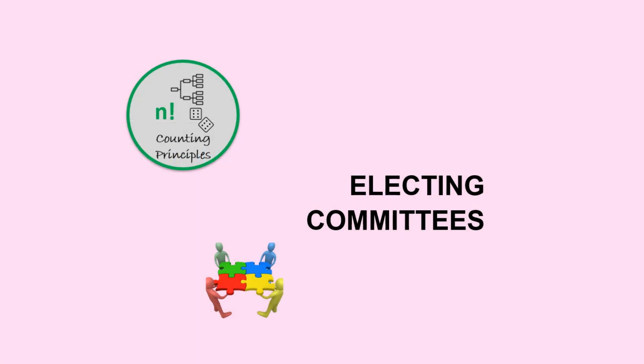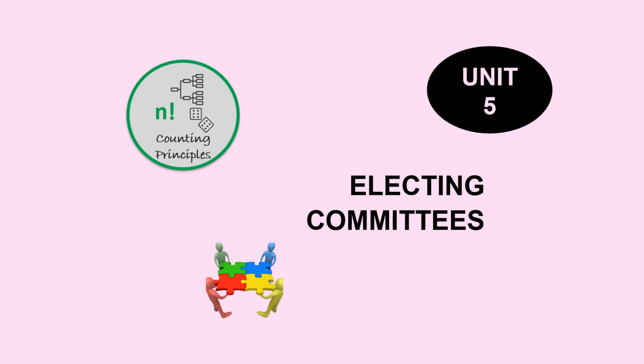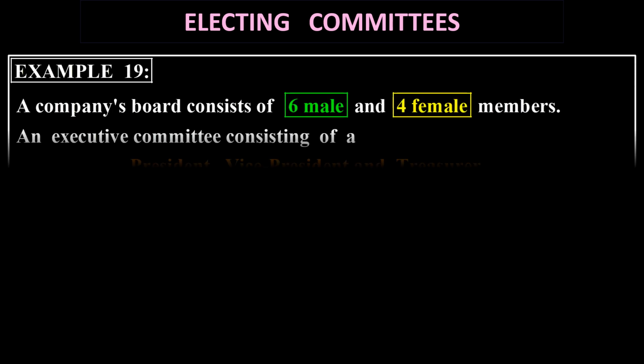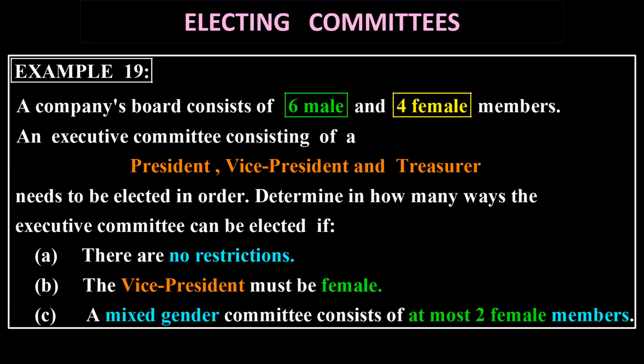Now in this next unit we're going to show counting, the electing of committees. We can count the number of ways of electing committees. Now we're going to look at examples where we can count the number of ways committees can be elected. Let's take this example here.